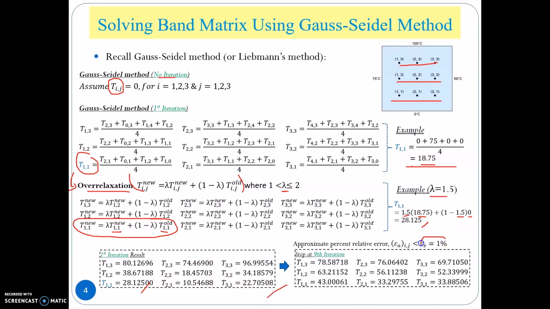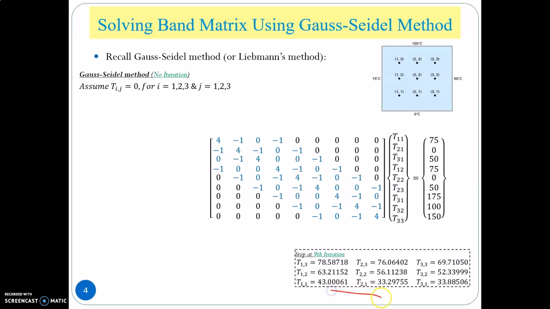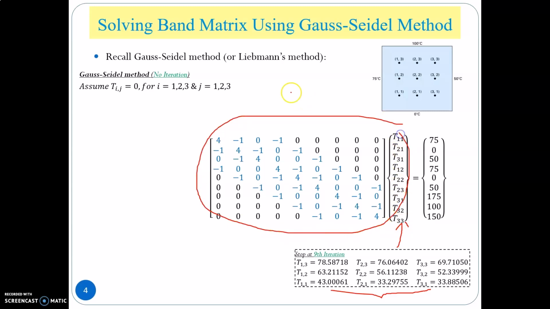If you set the stopping criterion equal to 1%, so when your approximate percent relative error is less than 1% at all the 9 points here, then you should be able to obtain the answer at 9 iterations to be this. In order to check the accuracy of the temperature that you obtain, you can substitute it inside the left hand side function here and multiply with this matrix. The left hand side result should be equal to the right hand side. If they are equal, then we say this answer is correct.